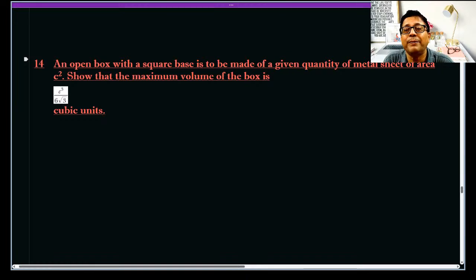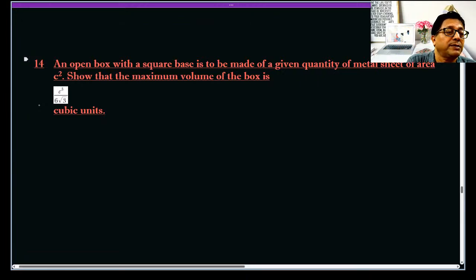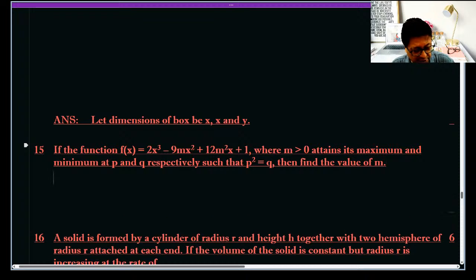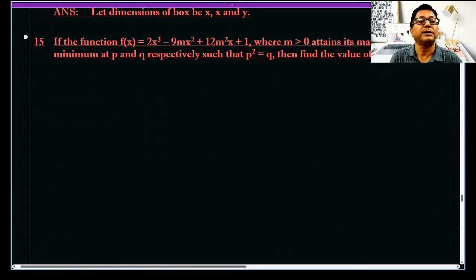An open box with square base is to be made of given set of area C square, maximum volume of the box. Proving this thing may give you trouble. That's why I said the sum. Open box with square base. Still you can try this one also. Go for next one. This is bit uncommon type. Number 15. If the function attains its maximum and minimum value at P and Q such that P square equal to Q, then find the value of M.